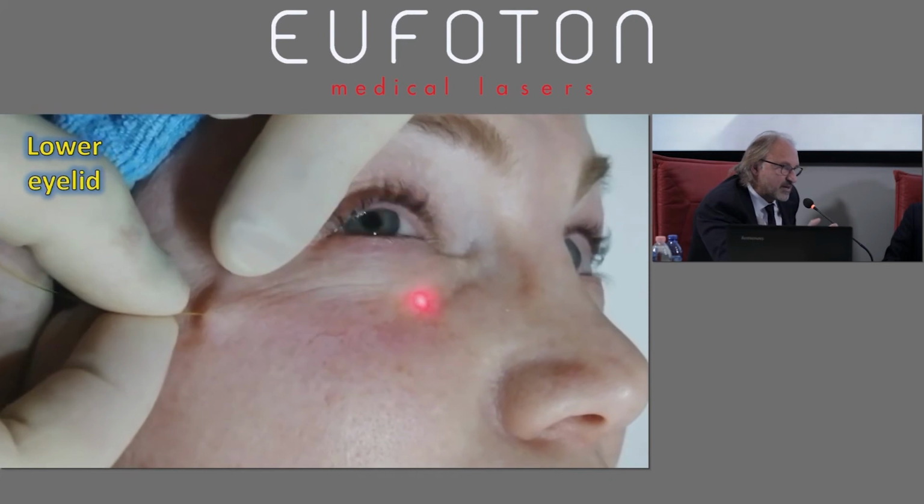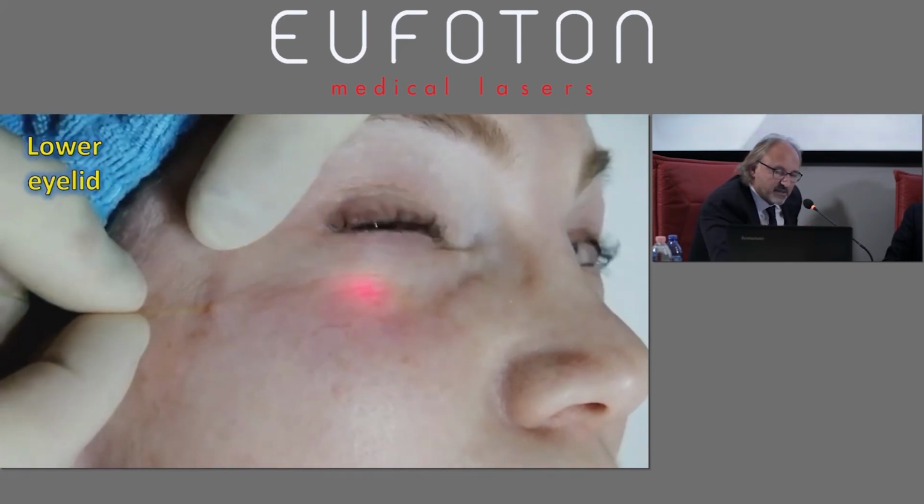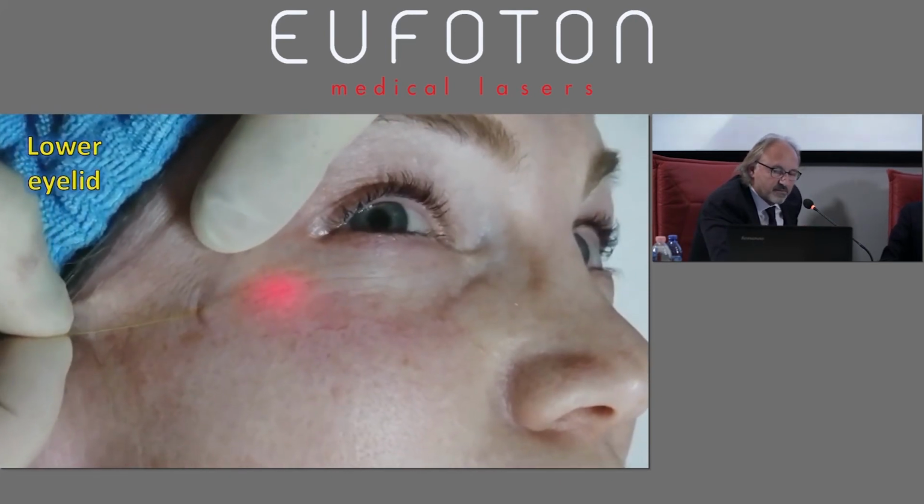So in these first passages, there is a sort of retraction.